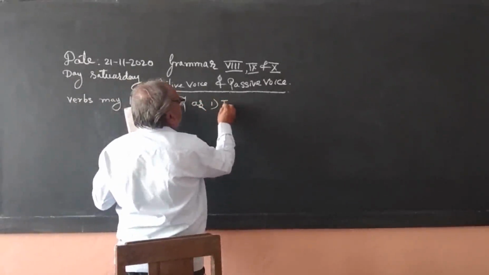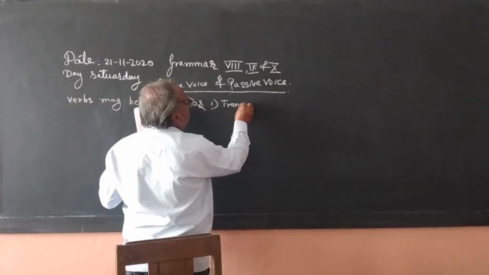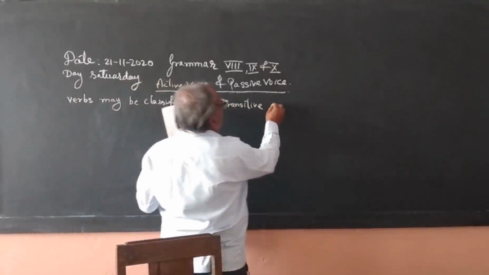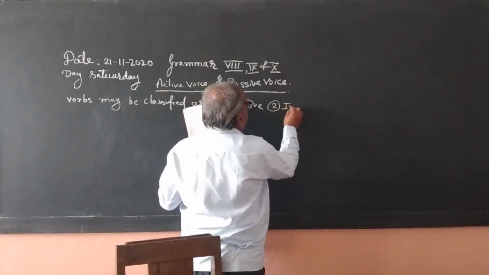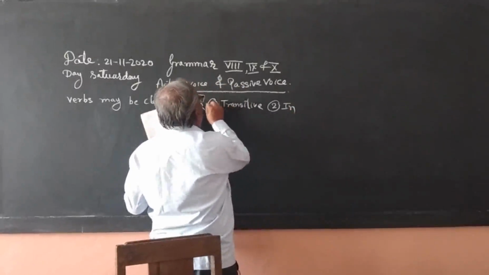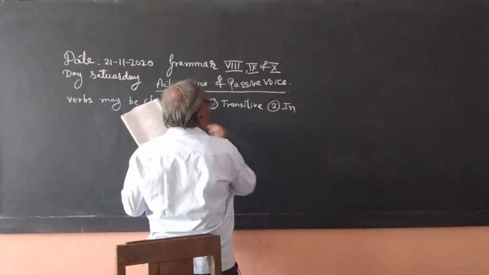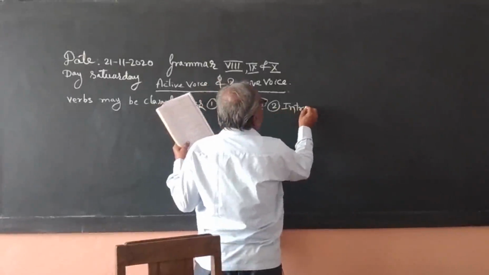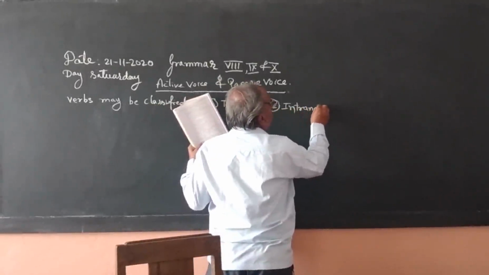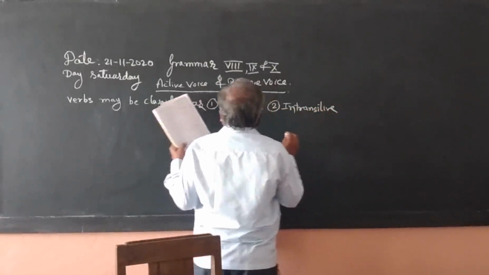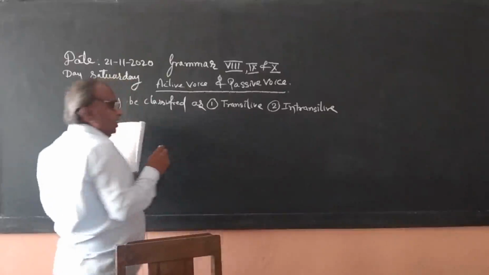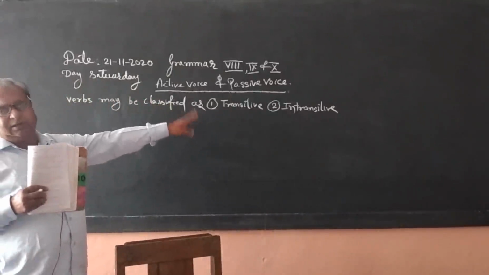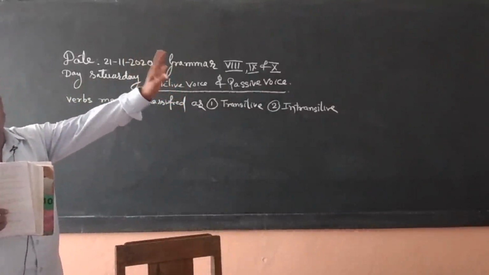number one, transitive, and number two, intransitive. So there are two types of verbs in active voice, passive voice. Only in active voice transitive verbs are there. Intransitive verbs are not there.